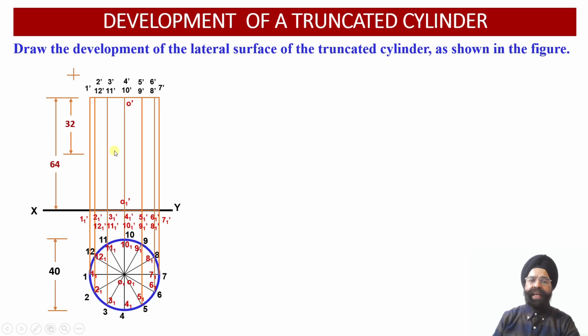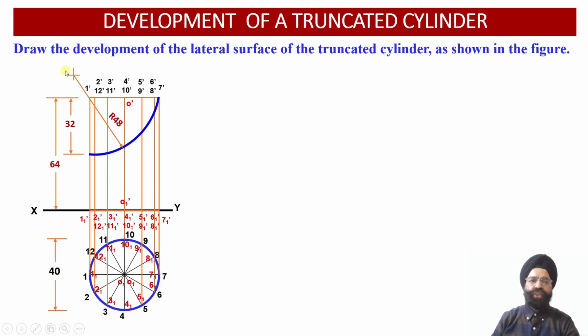We know that the radius of this arc is 48 millimeter, but the length between 1 dash and 7 dash is 40 millimeter, and the depth across the edge 1 dash 1 1 dash is 32 millimeter. Now we have to locate the center of this arc. From this point A dash, we mark one arc having radius equal to 48 millimeter. Similarly, from the point 7 dash, we open the compass to radius 48 millimeter and draw another arc through this point 7 dash.